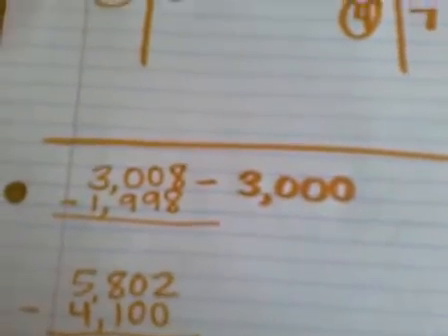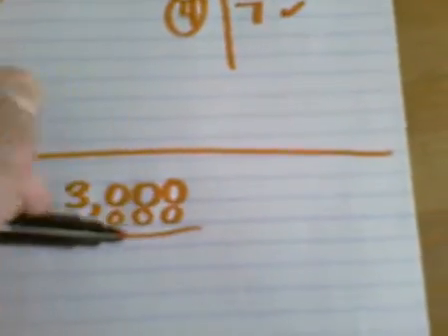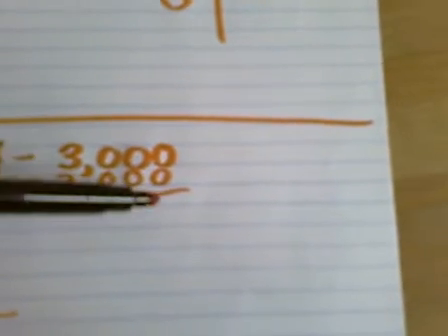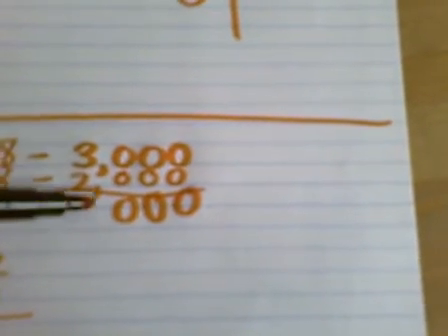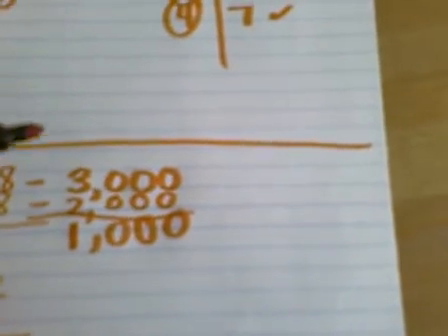Well, I'm going to estimate 3,008 to be closest to 3,000. 1,998, that's really close to 2,000. So I'm going to estimate, now I subtract. I'm going to subtract all the way to my thousands place. 3 minus 2 is 1. And that's what I'm looking for, which difference is close to 1,000. So A is a possible answer choice.